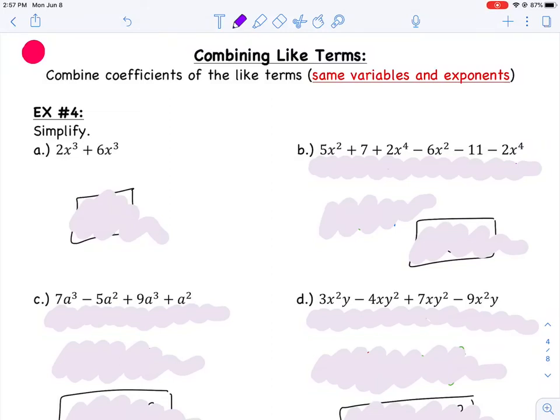All right, here's our second video in section 4.3 about polynomials. A lot of times we can simplify our polynomials by combining some of our like terms. Now remember, they're only like terms if they look exactly the same. They have to have the same variables and the same exponents. We can combine them by simply adding or subtracting their coefficients.